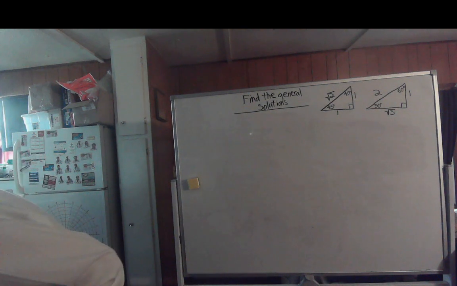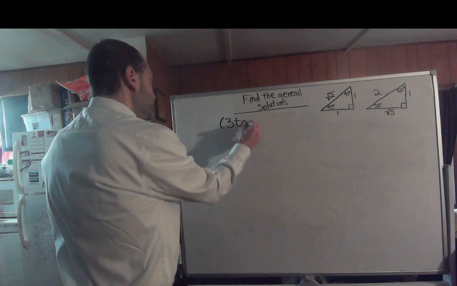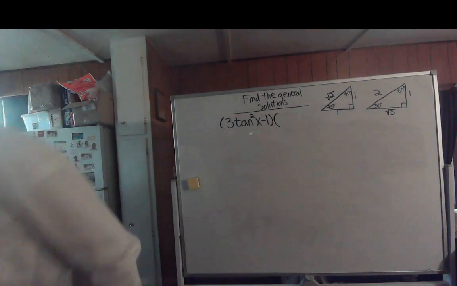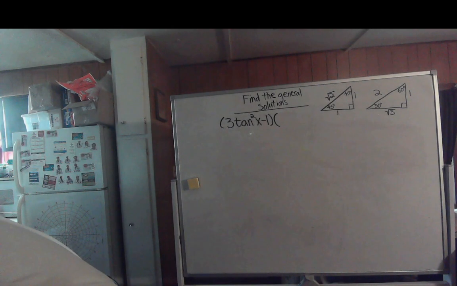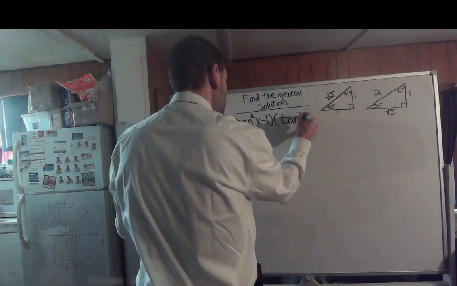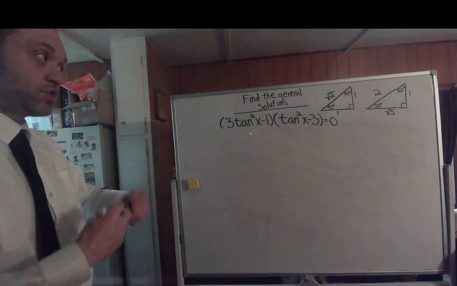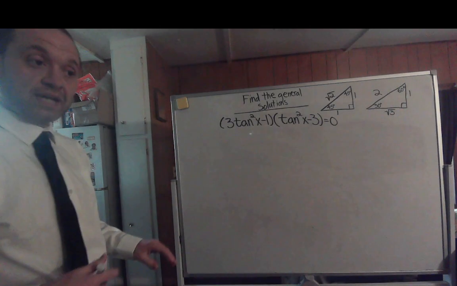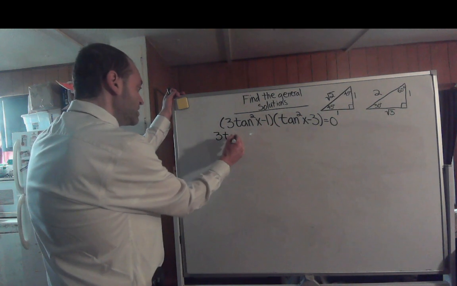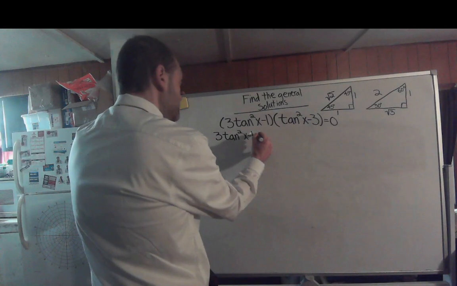All right. Good one. So 3 tangent squared of x minus 1 times, let's see, tangent squared of x minus 3 equals 0. So you have double quadratic factors. Well, again, you're going to set each of these equal to 0. So start with that 3 tangent squared of x minus 1. Set that equal to 0.